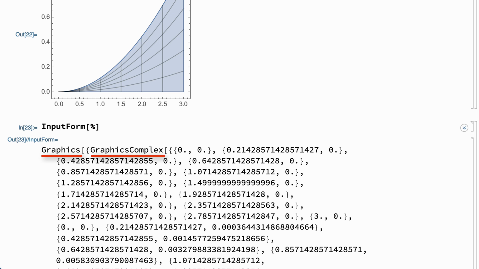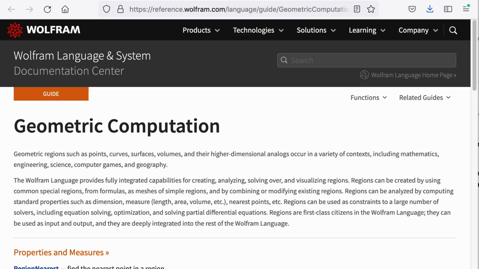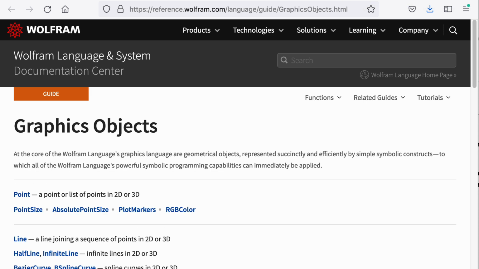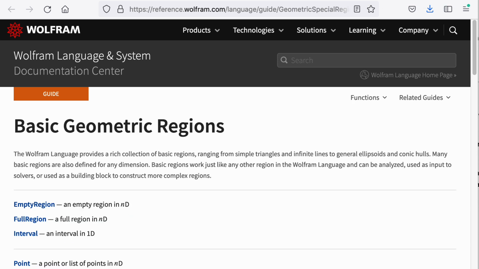Geometry is a broad topic, and there are several places in the Wolfram documentation with relevant information. A good place to start is this guide page on geometric computation, which mostly describes computations involving regions. A list of geometric elements used in graphics expressions can be found in this guide page on graphics objects, and there is a similar list of geometric elements used in regions in this guide page on basic geometric regions.